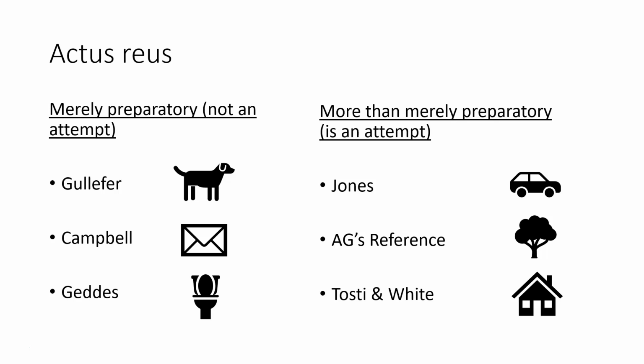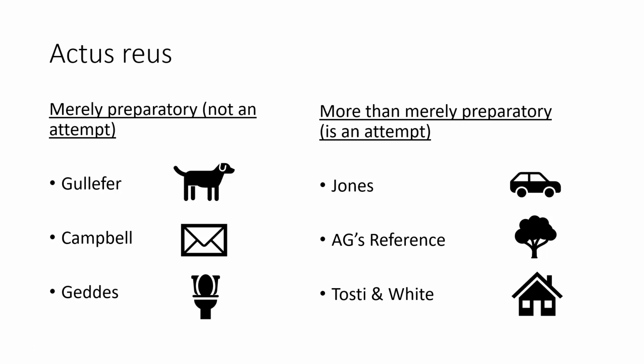A bit of a weird case, but if you have a read up on it, it does make a little bit of sense, but it's still a bit odd, really. In terms of the cases that are more than merely preparatory, the first one is Jones. So in Jones, he got into the car of the victim with a motorcycle helmet on and a shotgun and pointed the shotgun at this guy, and they said that was an attempted murder, and they said that was more than merely preparatory because he'd moved beyond the stage of just merely preparing.